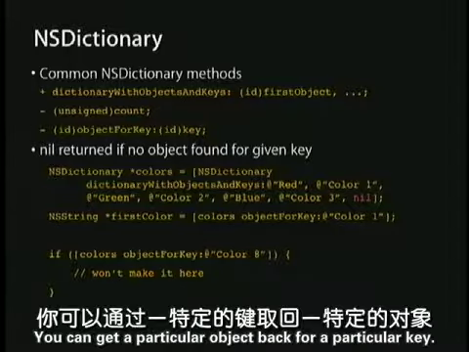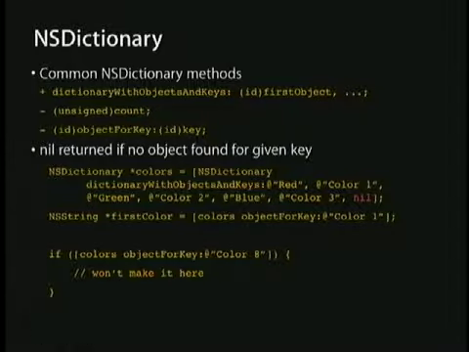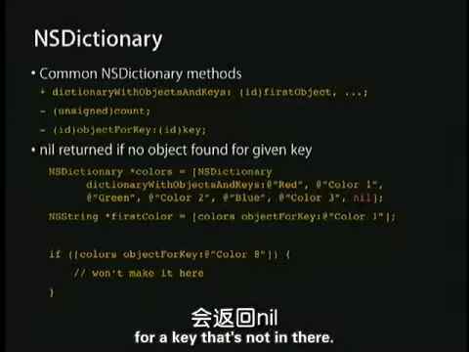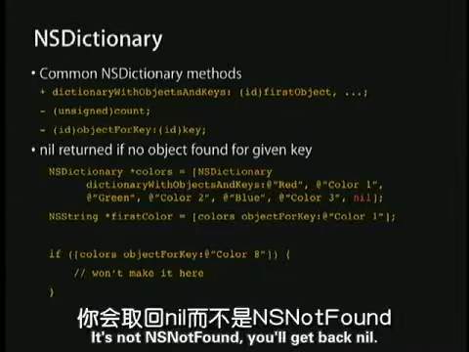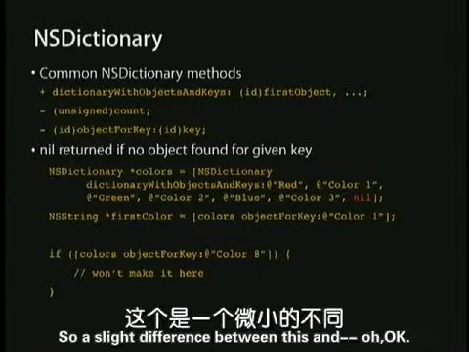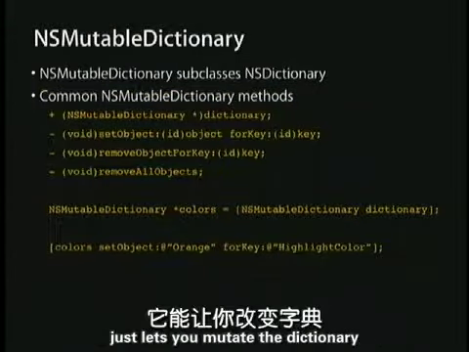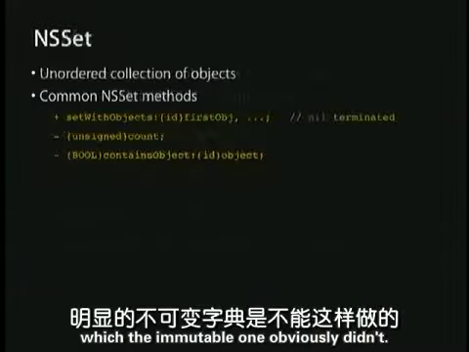You can get a particular object back for a particular key. In this case, nil is returned if you ask for an object for a key that's not in there. It's not NSNotFound, you'll get back nil. So a slight difference between this and, oh, OK. We're running out of time here. So mutable dictionary, same thing, just lets you mutate the dictionary, which the immutable one obviously didn't.